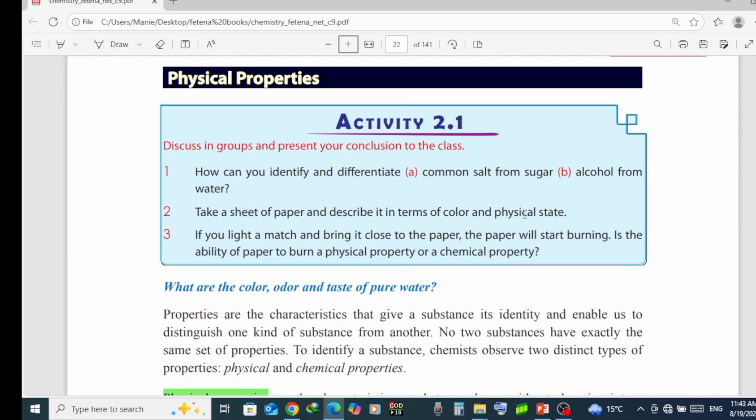So a physical state is the existence of a substance in one of the states or one form of the states, either solid, liquid or gas.